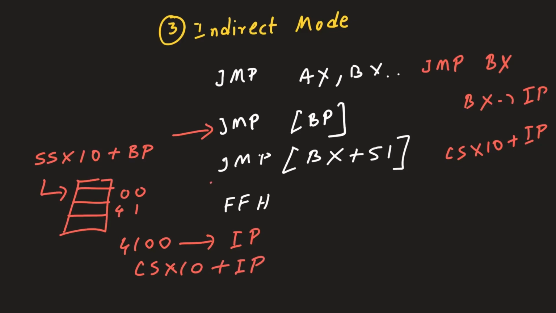And same thing can be said about this instruction also. The only difference is that here this will be in the data segment, and also we have a displacement here. So here we finish our discussion of 8086 addressing modes.